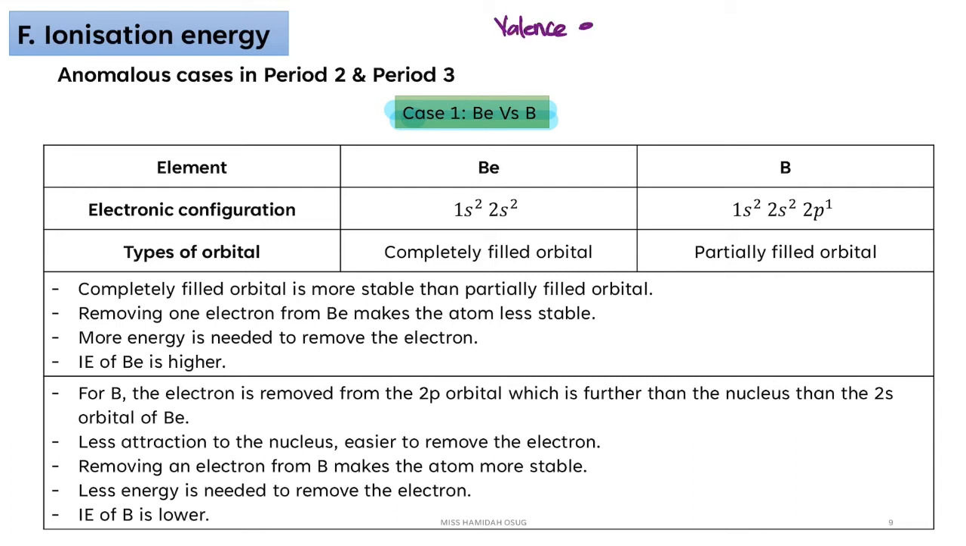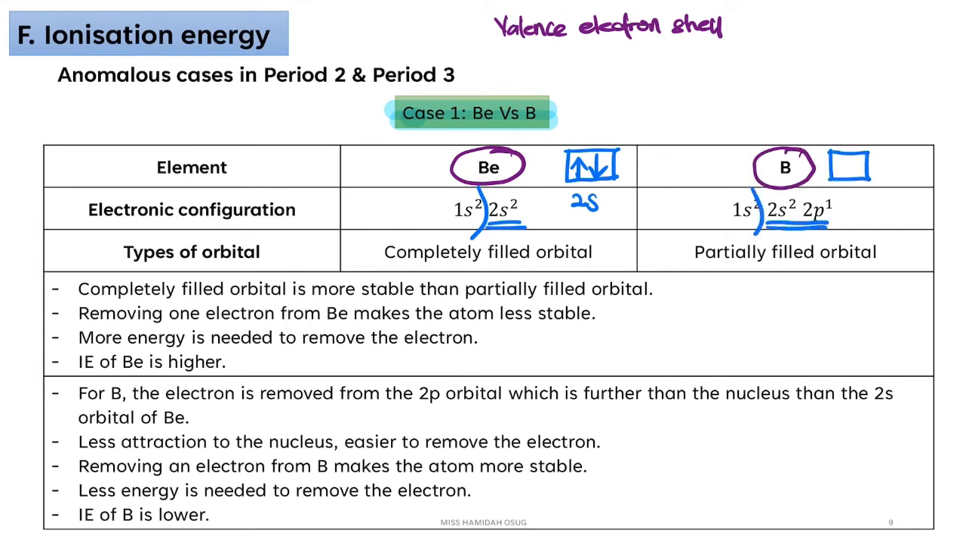So the valence electron shell for beryllium is 2s2, and the valence electron shell for boron is 2s2 2p1. So when we draw the orbital diagram for the valence electron shell, we know that for beryllium, the orbital diagram is a completely filled orbital. But for boron, the valence electron shell is a partially filled orbital.